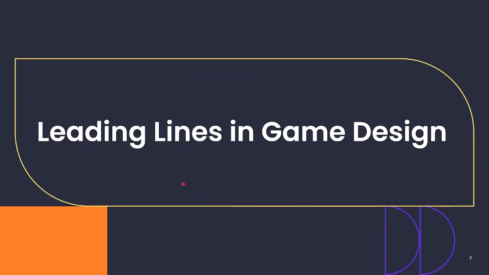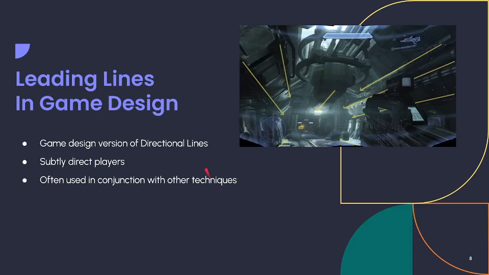And now we're moving on to how leading lines are used in game design. So it's basically the game design version of directional lines, which was the last slide. They subtly direct players through a space without blatantly telling them. You can blatantly tell players where to go with a big red arrow on a wall or something, but these often allow for a much more seamless experience where players don't realize they're being directed, but obviously still are.